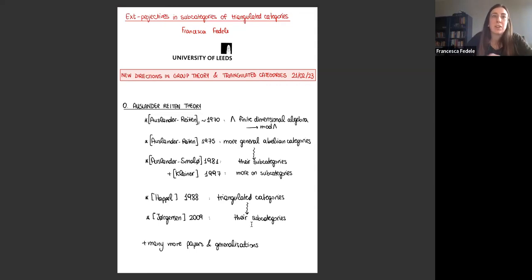Okay, so I wanted to talk about Ext-projectives in subcategories of triangulated categories. And just as a starting point, I wanted to give a very brief introduction about Auslander-Reiten theory, just to see in what areas it has been developed, because it's the setting where my results take place. Auslander-Reiten theory was first introduced by Auslander and Reiten in the 70s in a series of papers, and it started with finite dimensional algebras or some special algebras, and it was used to study the module category over there.